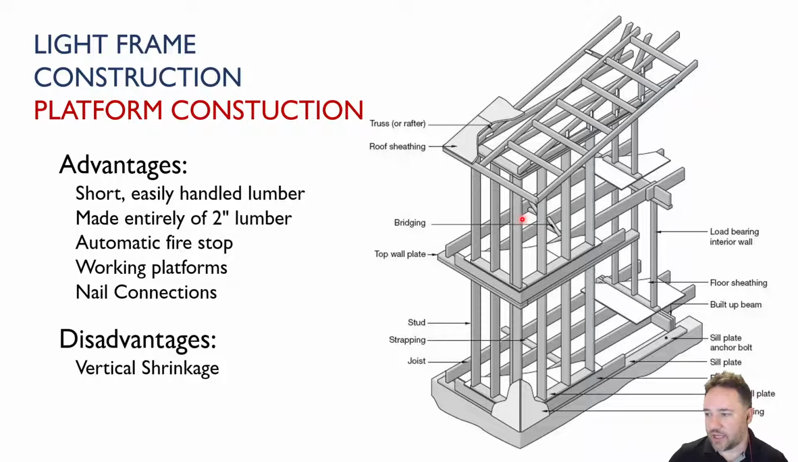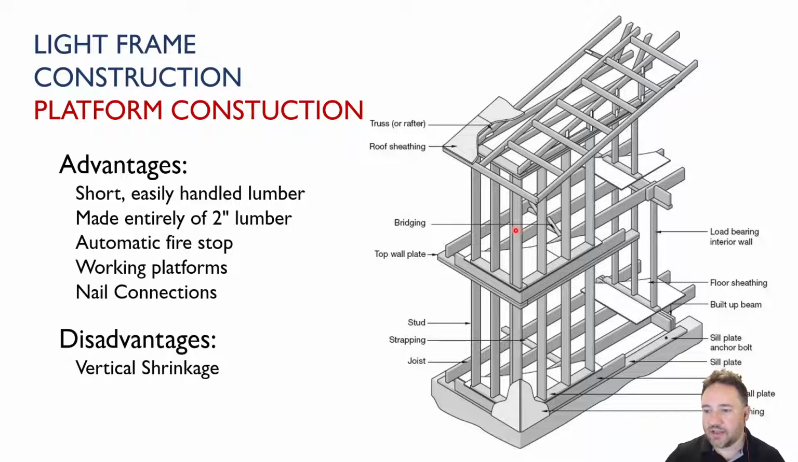And you've got an automatic nice fire stop layer here where you have the floor interrupting the cavity of the wall. So fire can't go into your wall and then go from the first story to the second story directly because there's a stop. It also makes very easy working platforms. You already have a floor here so that when you work on the second story, you've got something to stand on.